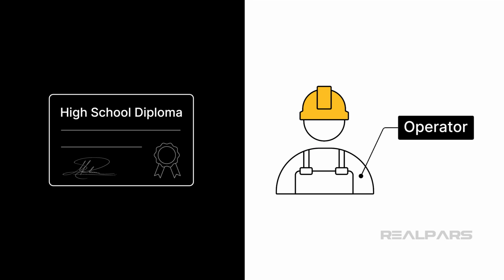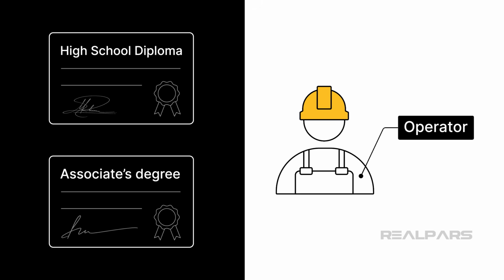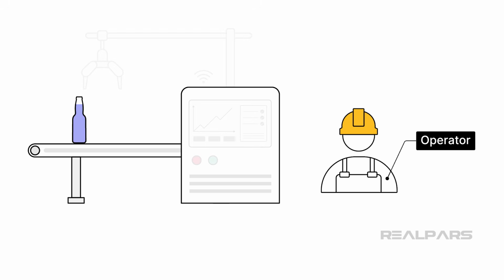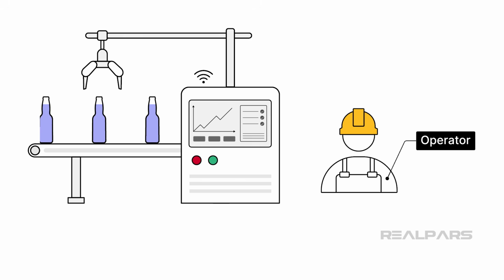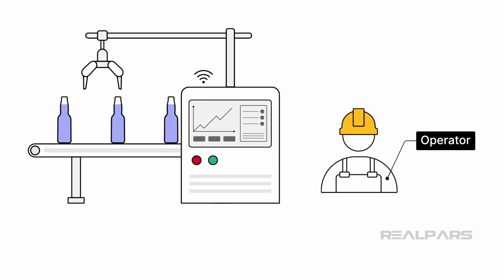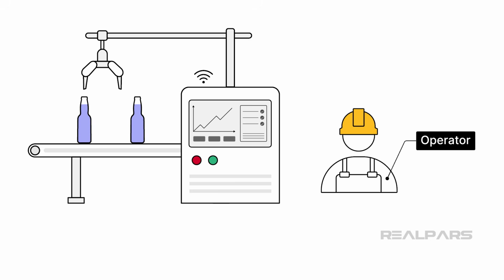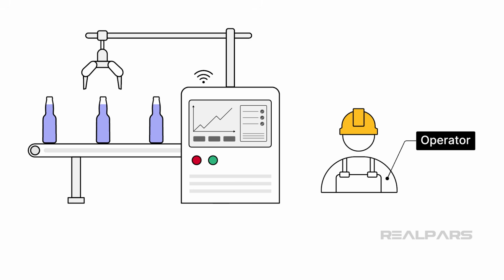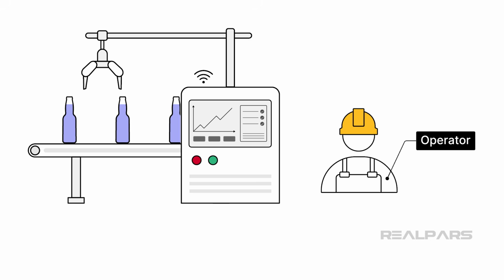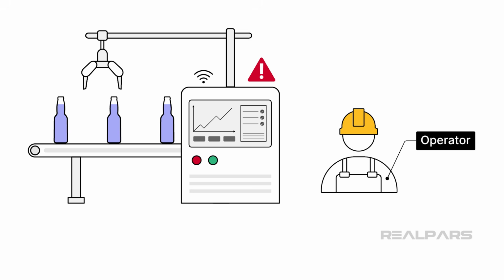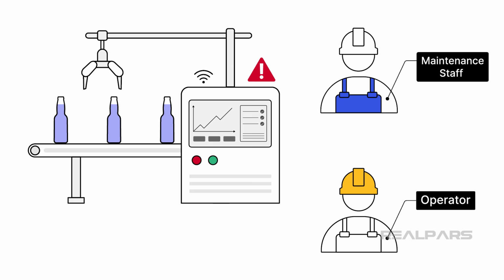Most operator roles require a high school diploma at minimum, though more technical operator positions call for an associate's degree. As modern facilities add more automation and data systems to the floor, we're seeing a clear trend toward more technical operators. Operators keep production running, but when a machine breaks down, it's a different team that steps in.